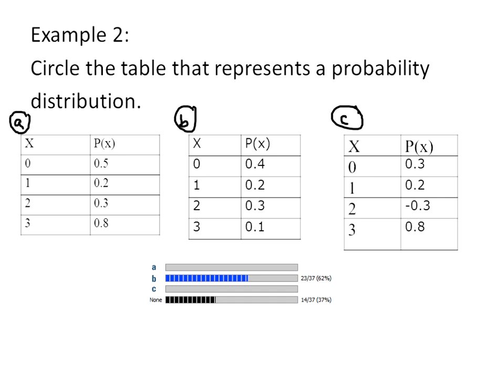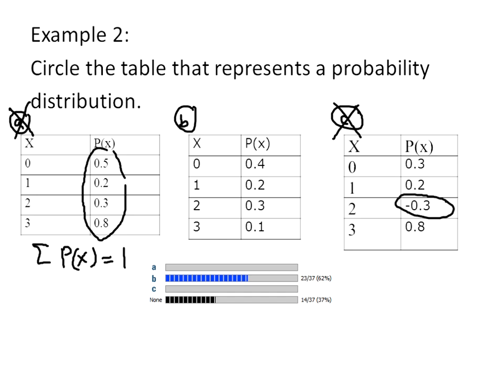Let's see why that was the case. Nobody selected A, so I'll cross that out. The reason A doesn't work is that when you add up the probabilities, they do not equal 1, and that is one of the conditions. Your probabilities have to equal 1, and that doesn't happen here. So that's not a probability distribution. And then, of course, you can cross out C, because look at that: we have a negative probability. So even though it adds up to 1, you have a negative probability.